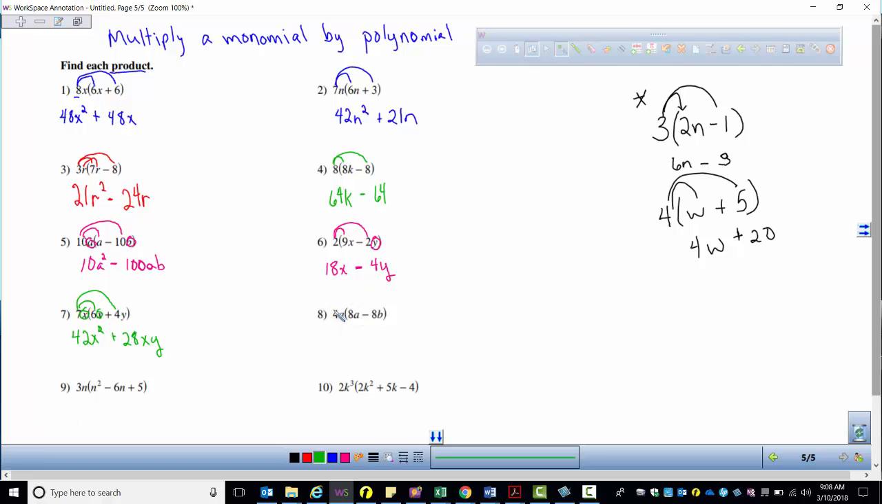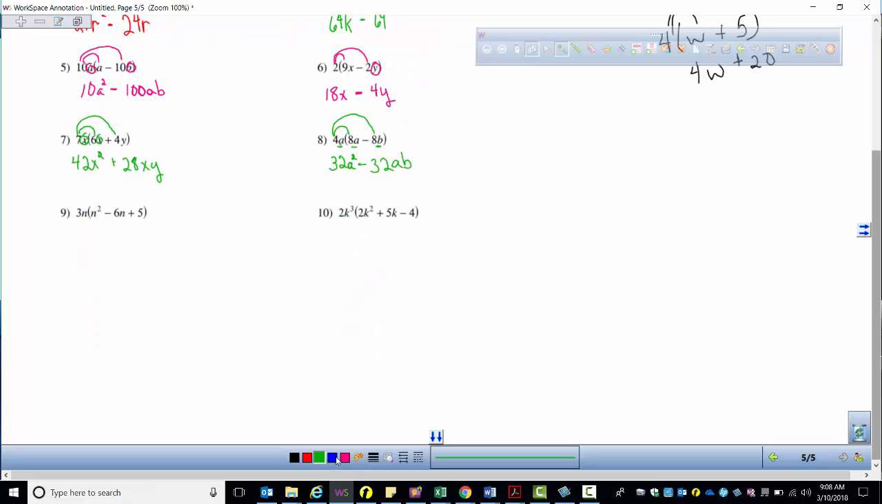All right, next one. 4 times 8 is 32. A times a is a squared, minus 4 times 8 is 32. A times b, ab. Okay, let's try these last two. They get a little big, but I think we can handle it.